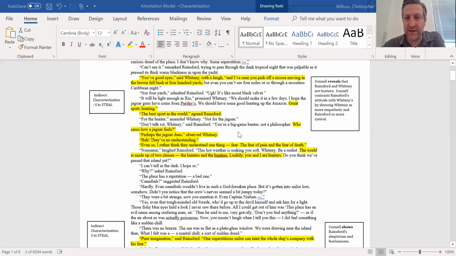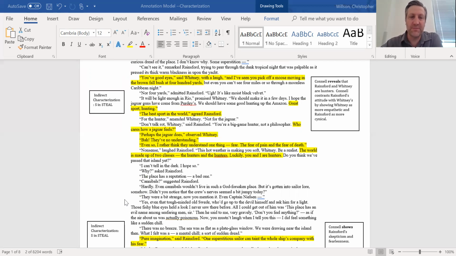They go on to have this conversation about the feelings that the jaguar might have. So Rainsford says, "Who cares about how a jaguar feels?" And Whitney replies, "Perhaps the jaguar does." At which point Rainsford scoffs and says, "Bah, they've no understanding." And finally, Whitney says, "Even so, I rather think they understand one thing, the fear of pain and the fear of death." We're already getting an idea that Whitney is a little more empathetic about the animals and where they are coming from. Whereas Rainsford doesn't care. Feels like, whatever, they're animals, doesn't matter what they feel like.